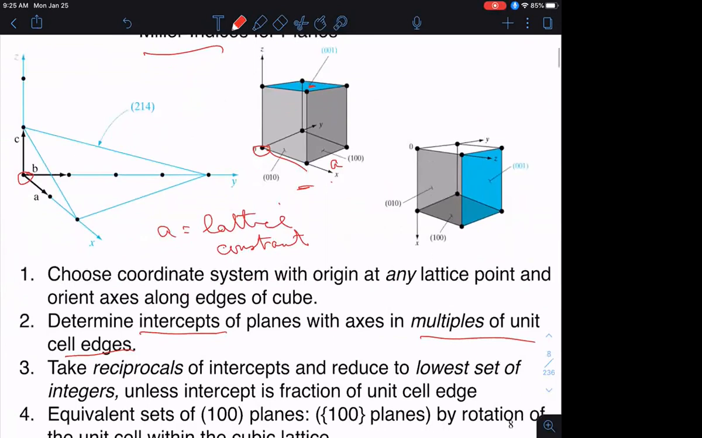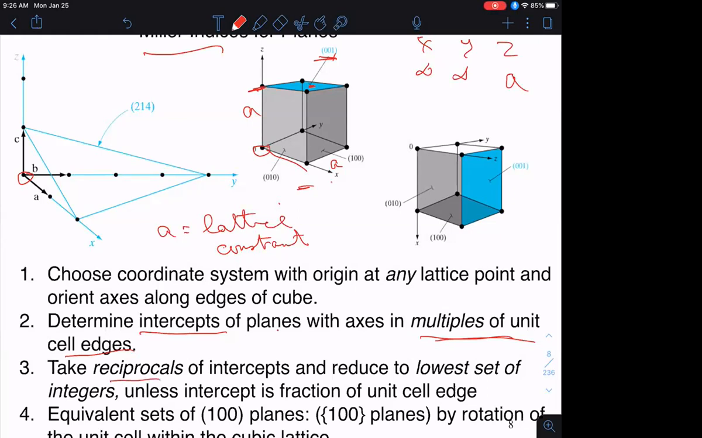Okay. All right. So you determine the intercepts of the planes in multiples of the unit cell edges. So what are the intercepts of this particular plane along X, Y, Z? It is cutting the Z-axis at this location at a distance of A, right? But this plane is parallel to the Y and the X-axis. It doesn't cut the X-axis, so the intercept is infinity. Doesn't cut the Y-axis, intercept is infinity. So the intercepts are infinity, infinity, and A along X, Y, Z.